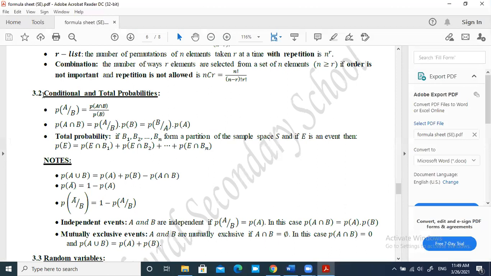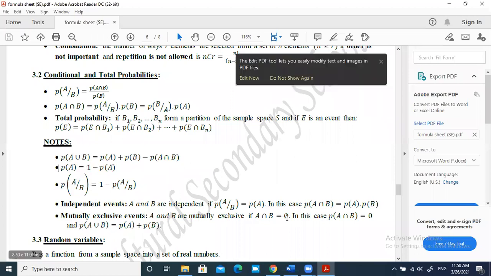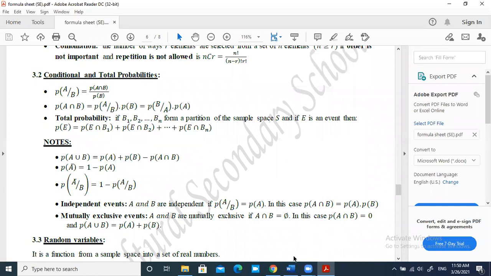The counting we already finished. The conditional probability is what we are working on now. Note here the probability of A union B, and the probability of A bar, 1 minus the probability of A bar. We are talking about these now, and also about independent events. Mutually exclusive events: if the intersection is empty, in this case the probability of A intersection B is equal to 0 and the probability of A union B is the probability of A plus the probability of B. This is what we took last year. Is there any question about it before I move to the new concept?